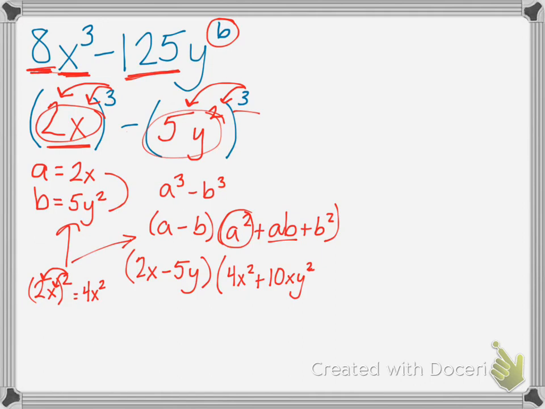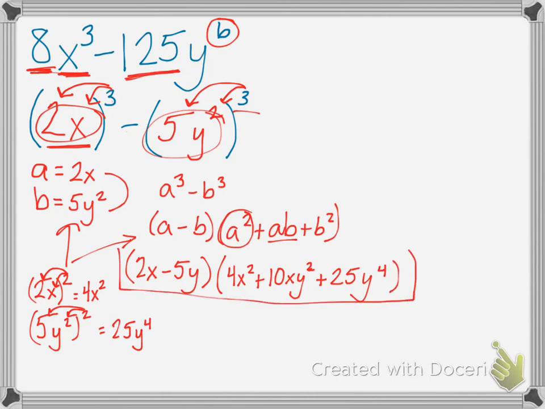And then finally plus b squared. So just like I did with a squared, I have to take b, which is 5y squared, and I have to square it. So squaring the 5 is 25, and squaring the y squared gives me y to the 4th, because you have to multiply those exponents. So I have 25y to the 4th. Okay, so that one was ugly, but the process is the same. The numbers were uglier, but the process was the same.